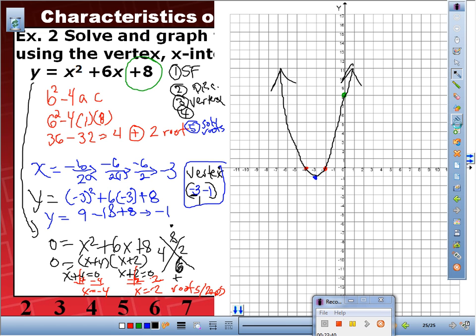And we sketch our line of symmetry, which goes down through the vertex. And hands if you did that by yourself. Okay? Okay, let's do another one. Isn't this fun? No? All right. Here we go. Example number 3. You do this one by yourself.